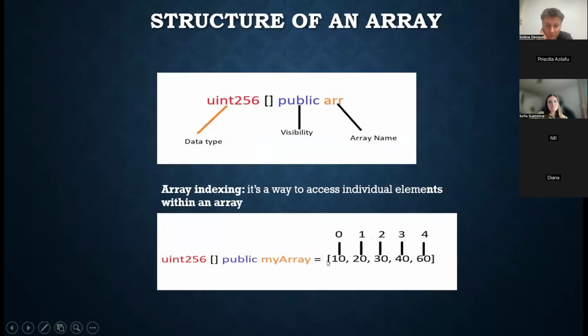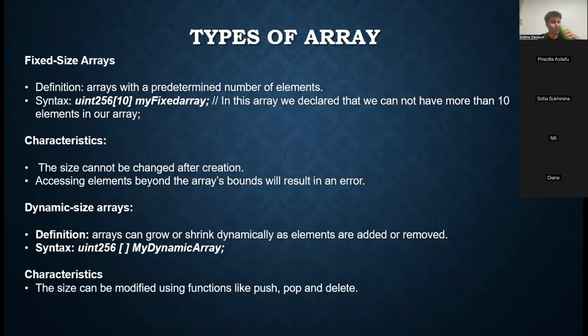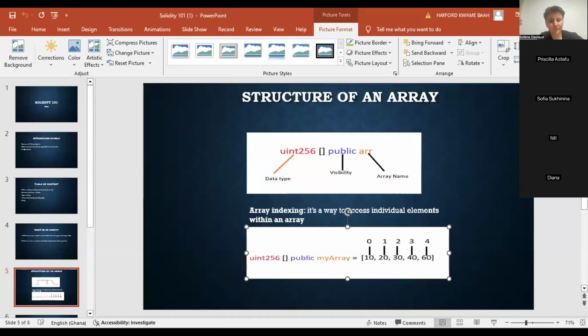It's equal to, so these are the elements in an array: 10, 20, 30, 40, and 60. In order to access these elements, you have something we call indexing. Every first element in an array is indexed by 0, the second by 1, the third by 2, the fourth by 3, and the fifth by 4. So I think it's time we move into Remix VM to see an example of it. Kindly hold on for me.